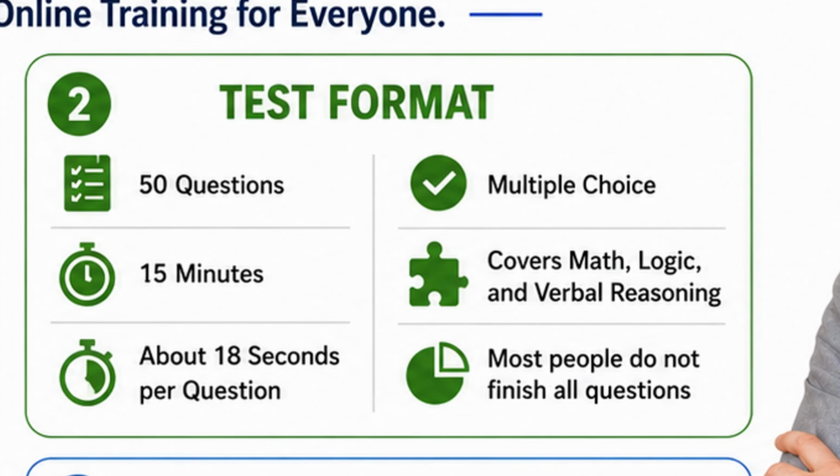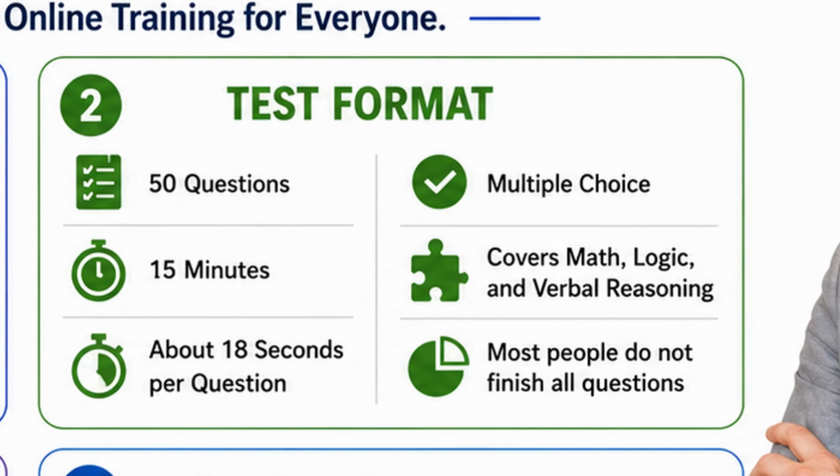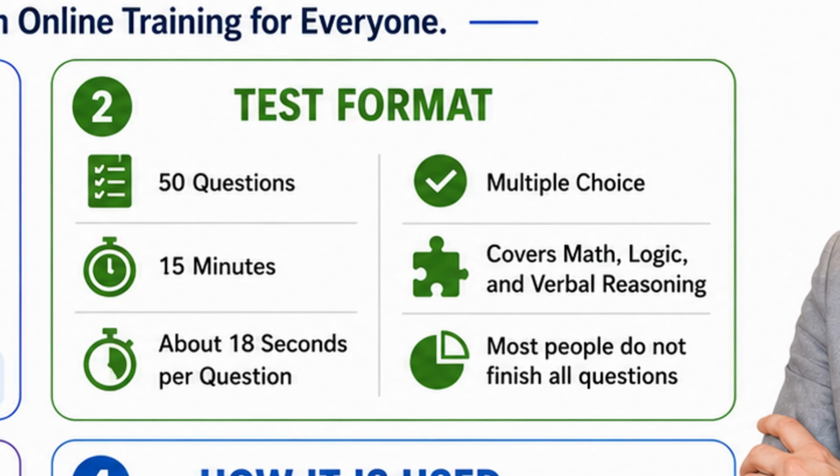The CCAT test has 50 questions, and you only get 15 minutes to answer them. That gives you about 18 seconds per question. So the real challenge is not just finding the correct answer, it is finding it quickly.